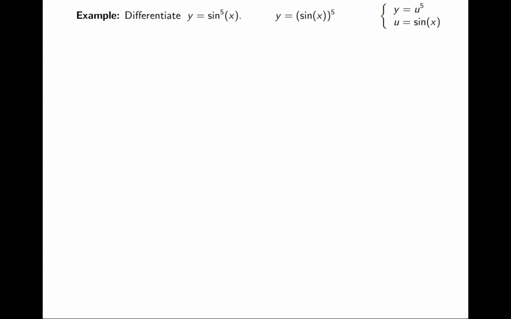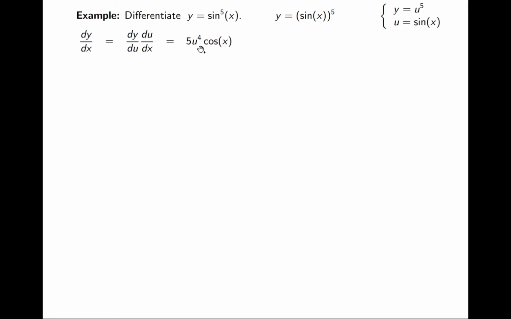So in differentiating this, since it's a composition, we would use the chain rule. And as you can see, we're set up to use version 2 of the chain rule here. dy/dx would be dy/du times du/dx. Now dy/du would be the derivative of y equals u to the fifth. That's 5u to the fourth. Times du/dx, the derivative of sine of x, and that's cosine of x.